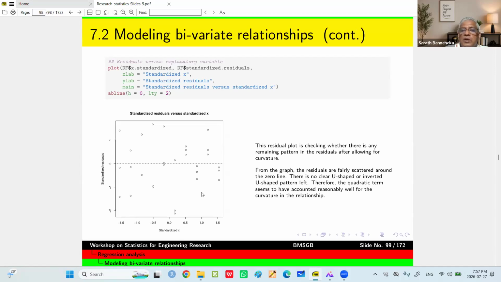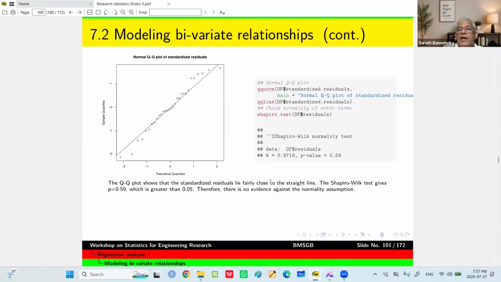So therefore, there is no indication that any more functions of standardized x should be included in the model. This residual plot is checking whether there is any remaining pattern in the residuals after allowing for the curvature. So we have already allowed for the curvature by including the standardized x square term. From the graph, the residuals are fairly scattered around the zero line. There's no clear U-shape or inverted U-shape pattern here. Therefore, the quadratic term seems to have accounted reasonably well for the curvature in the relationship that is apparent in the scatter plot.